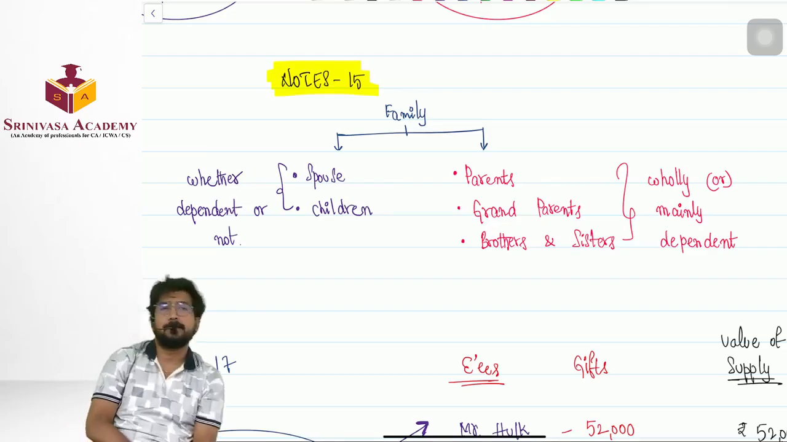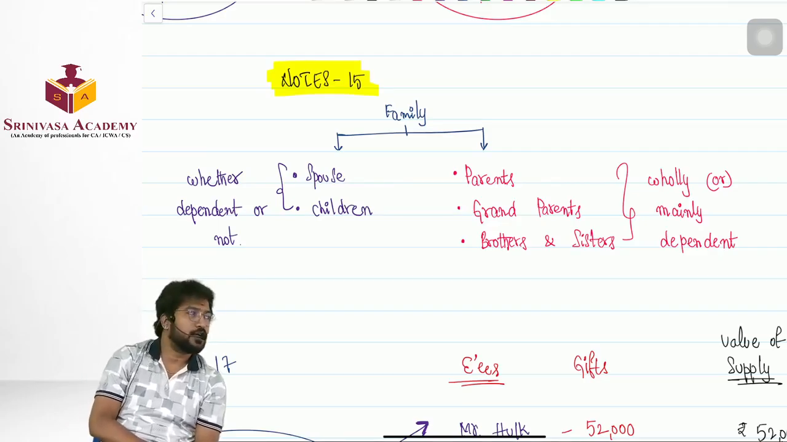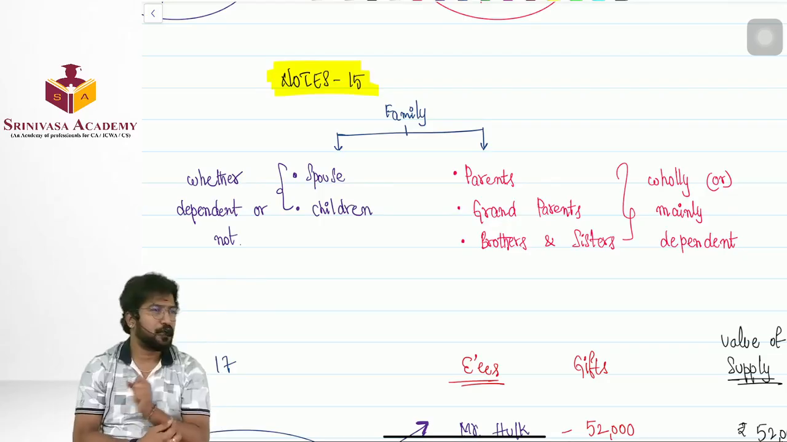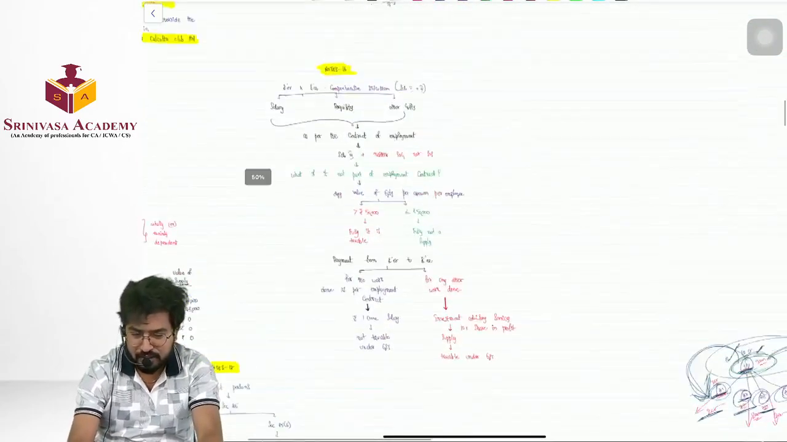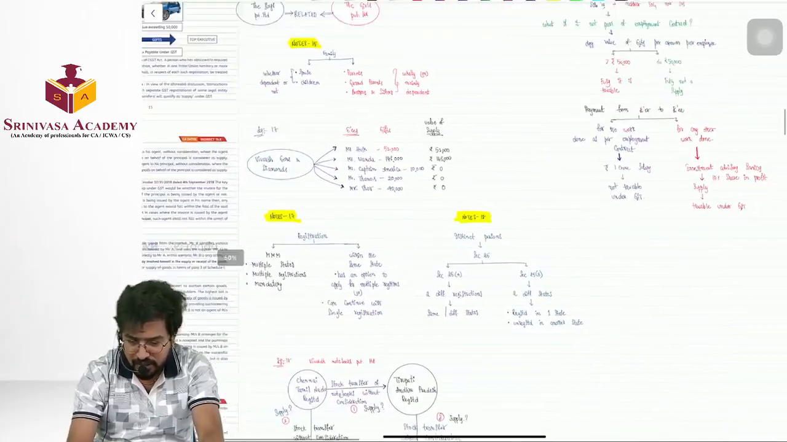Employer and employee. Correct? Now here, employer and employee concept, very important point here. Sir, in employer and employee concept, there are three things.